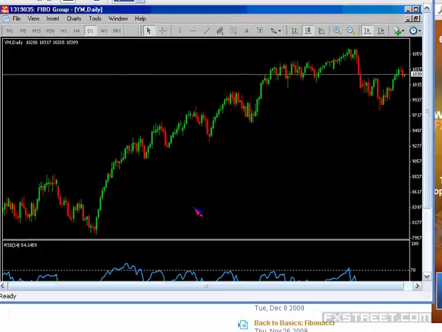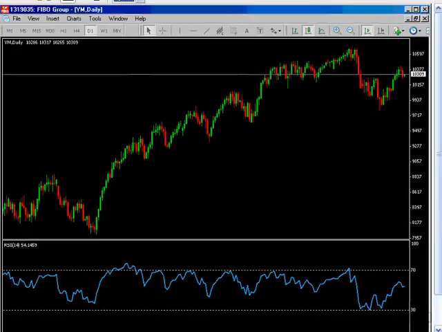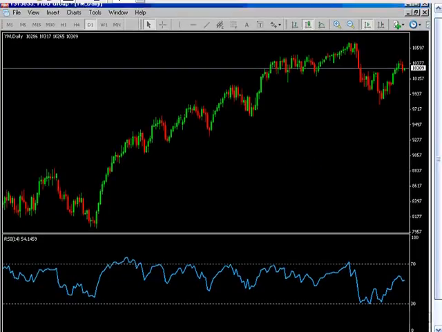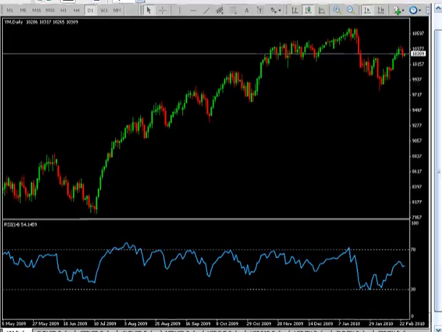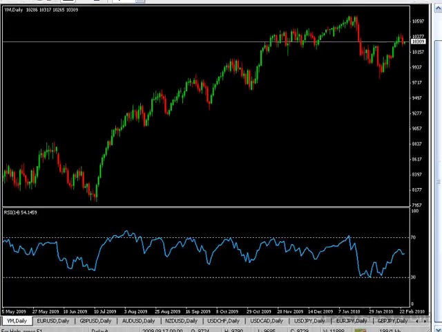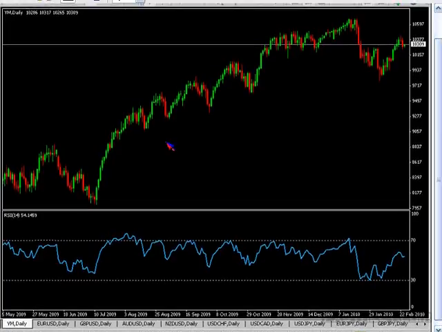Now, you should see in front of you a chart. If you don't see the chart or my voice cuts out, please let me know. However, you should see a daily chart in front of you. We're going to start with the daily chart. The symbol is YM. YM is a future symbol for the Dow Jones Industrial Average.